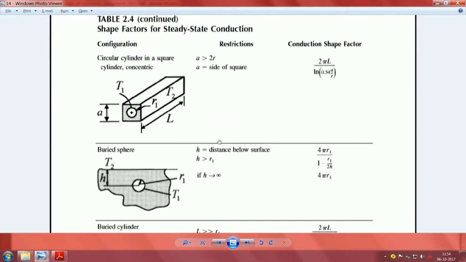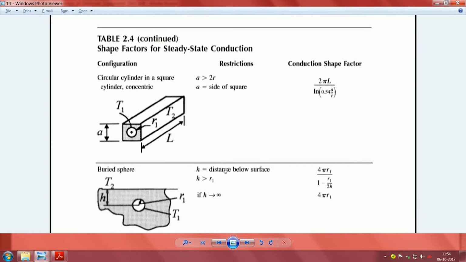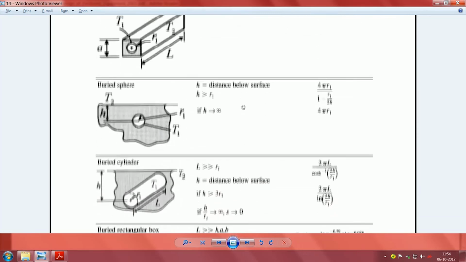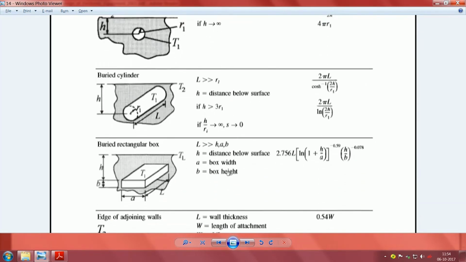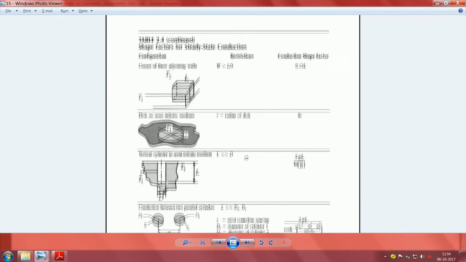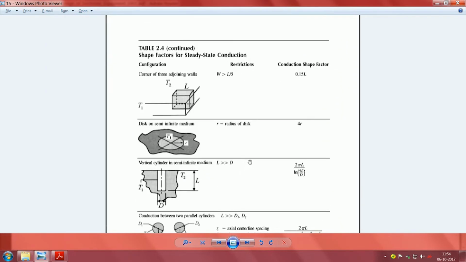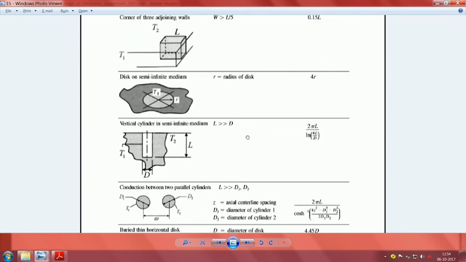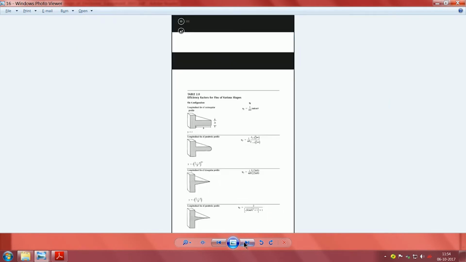So, you have here every known thing: shape factors for steady state conduction, for a buried sphere, a buried cylinder, a buried rectangular box. For steady state conduction, all the known combinations have been given here.